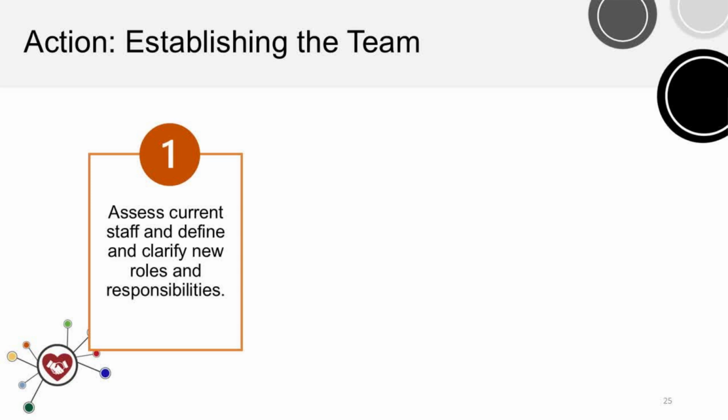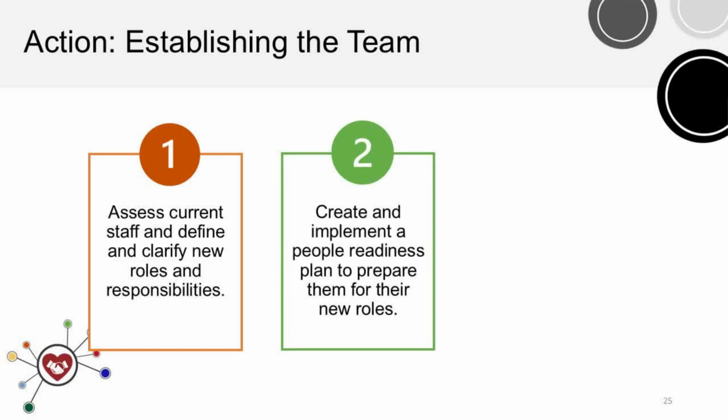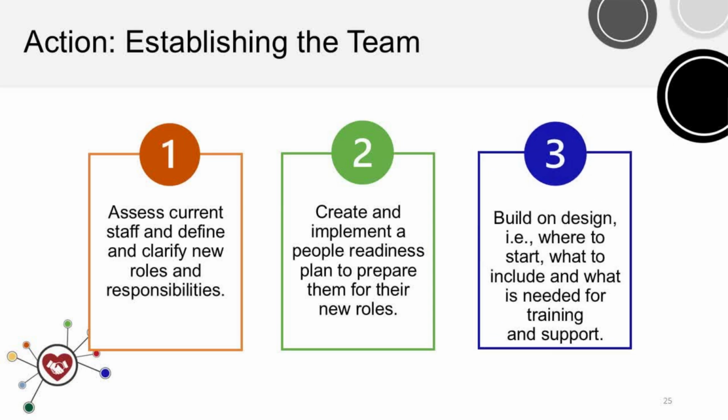These are our calls to action for this segment. Assess our current staff and define new roles and responsibilities. Create and implement a people readiness plan to help prepare our team for the changes that are coming. Continue to build out our design. Decide what to include and what our team will need for training and support.